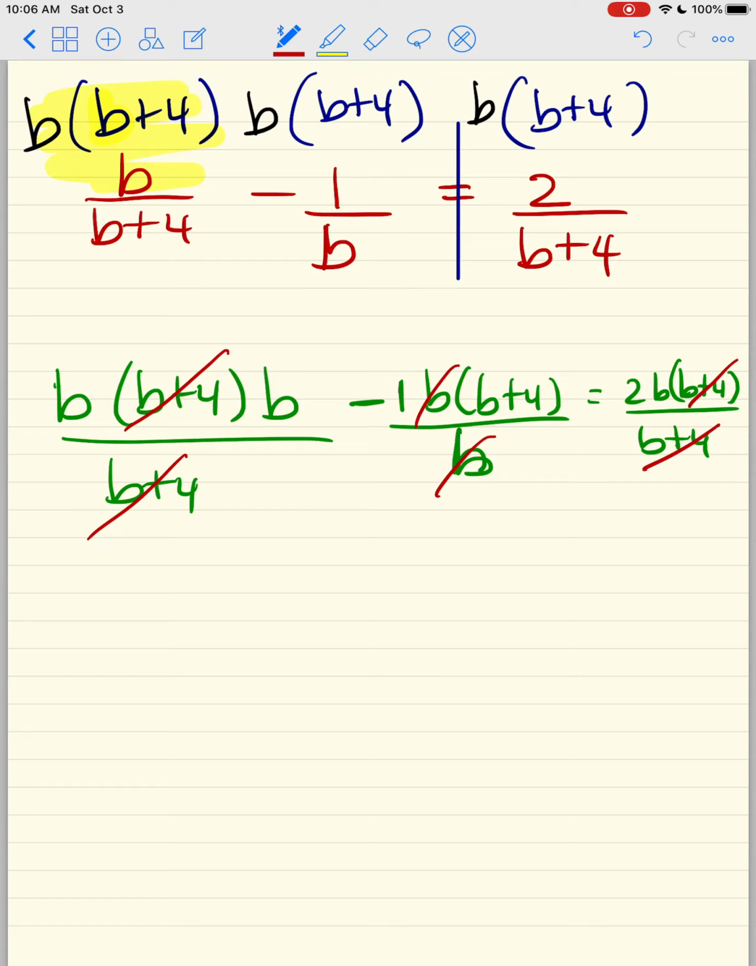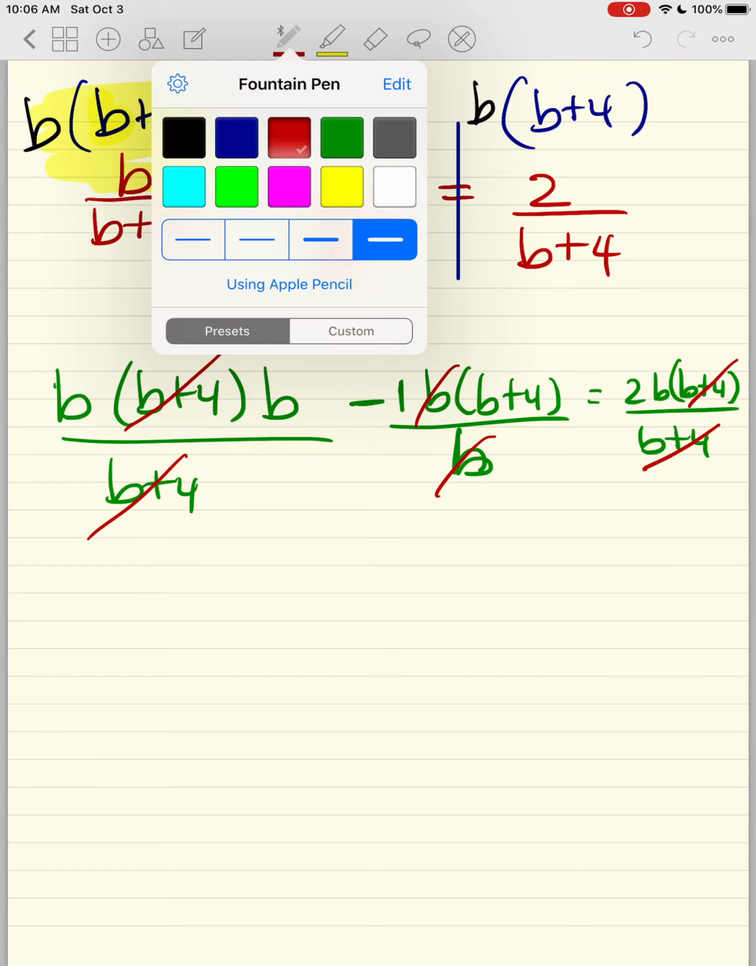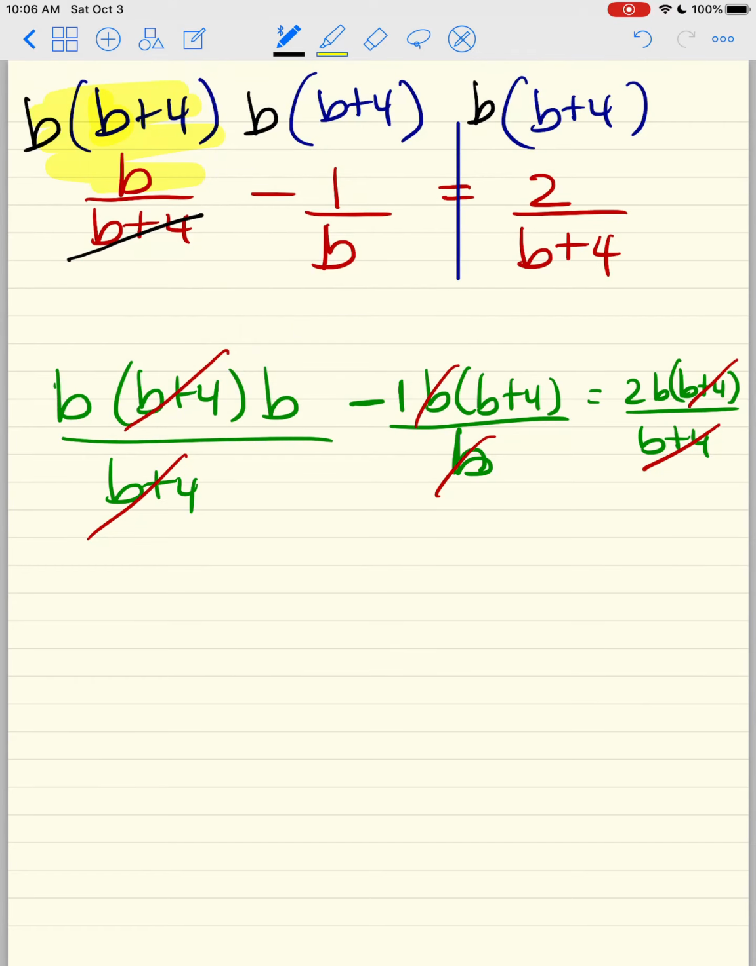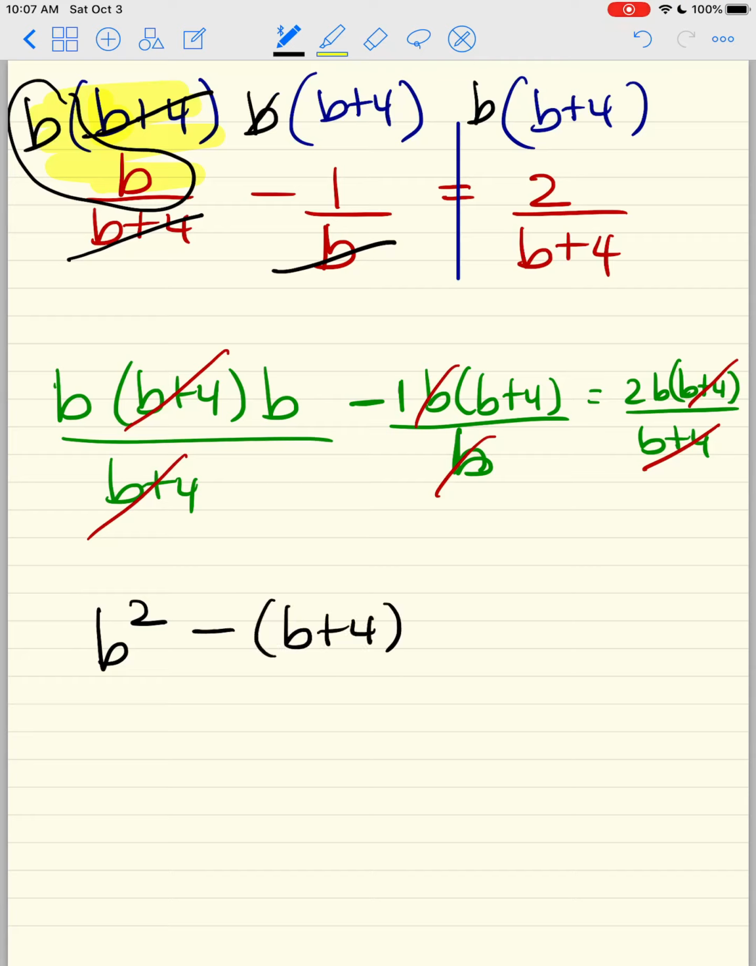Another way of doing that really fast, okay, is just going like this. B plus 4 crosses off with b plus 4, and you're left with b times b, which is b squared. You don't cross those two guys off because they're both in the numerator. In this case, b cancels out with this b, and you're left with b times b plus 4. Make sure everything's in parentheses. Equals a b plus 4. b plus 4 cancels out, and you're left with a 2b.